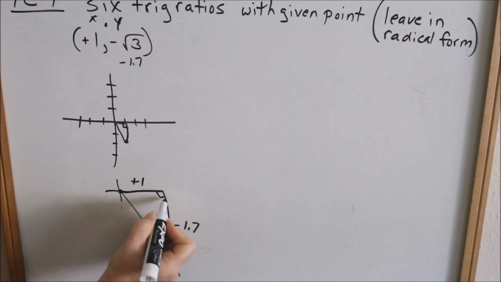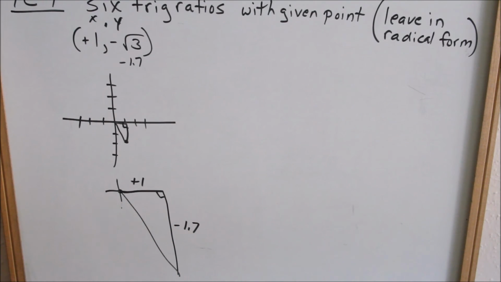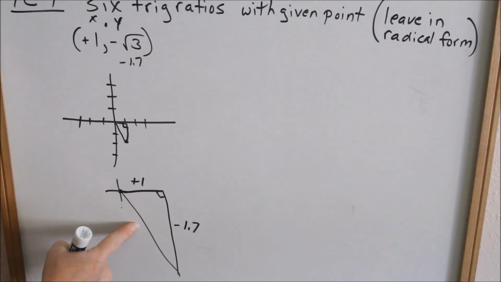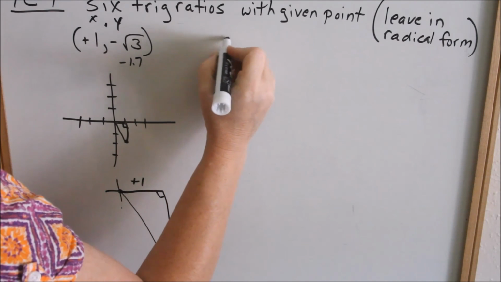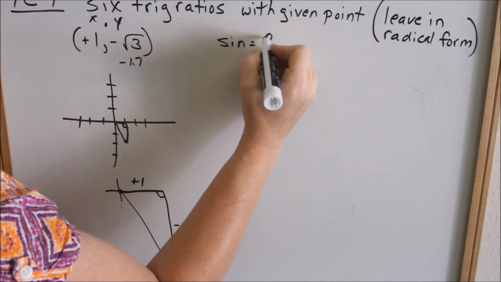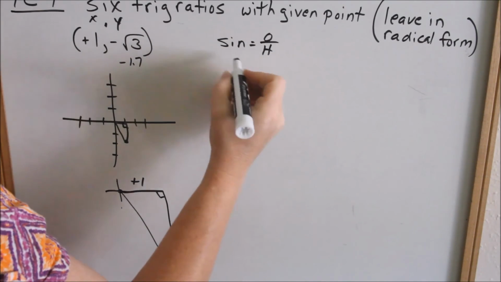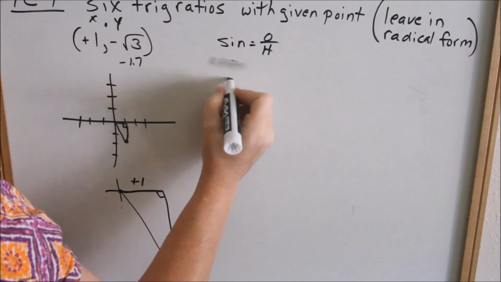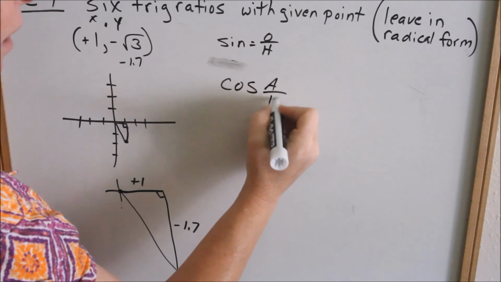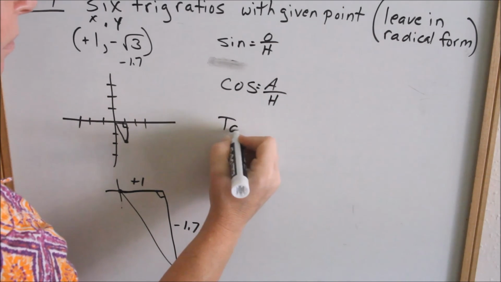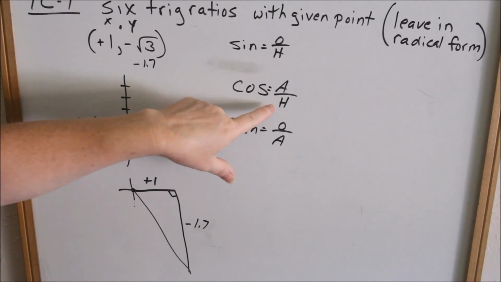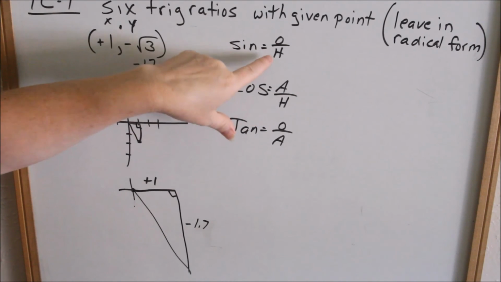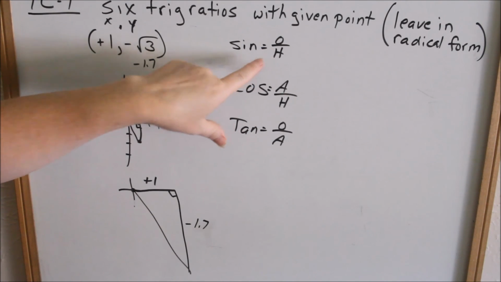This is a right angle. I went over X, down Y, right angle. How do I find my hypotenuse? And do I even need the hypotenuse? I do need the hypotenuse because I can tell you, we're going to do the 6 trig ratios. Sine is opposite over hypotenuse. Right there I need hypotenuse. Cosine, adjacent over hypotenuse. Tangent, opposite over adjacent. Okay, so you can see we need the hypotenuse to be able to find the trig ratios for sine and cosine.